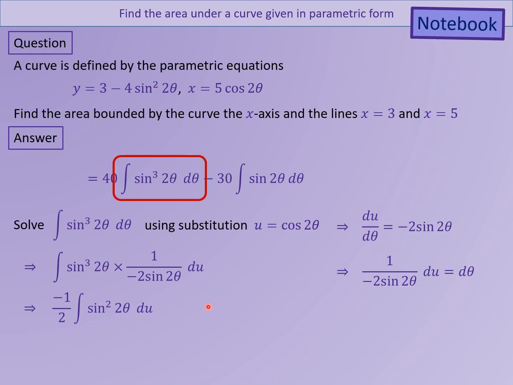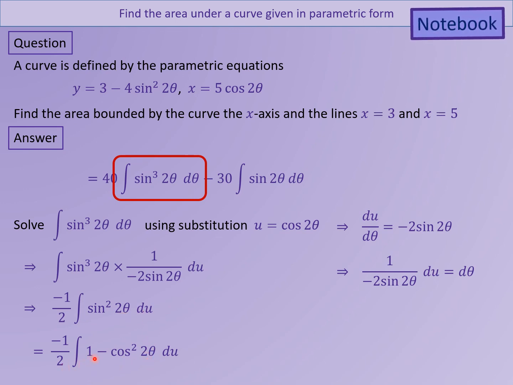The problem is I still can't use my substitution. I'm still stuck with the theta and a u, because I've got cos and that's sine. But now that it's squared, it makes it very easy for me to use an obvious trig identity. Sine squared 2 theta is the same as 1 minus cos squared 2 theta, because sine squared theta plus cos squared theta equals 1. Sine squared 2 theta plus cos squared 2 theta equals 1. Doesn't matter about this part.